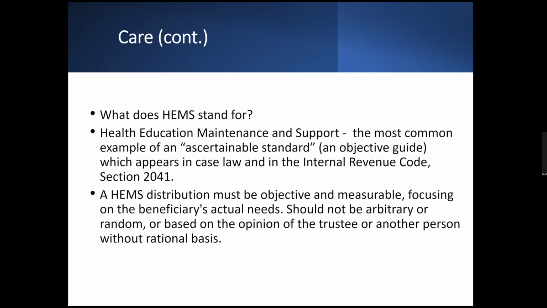They can write themselves money. They can dissolve the trust. They can write themselves checks out of the trust and give them all the money that they want. So an ascertainable standard means that the beneficiary has to be governed by something that's objective and measurable, focusing on these terms: health, education, maintenance, support.